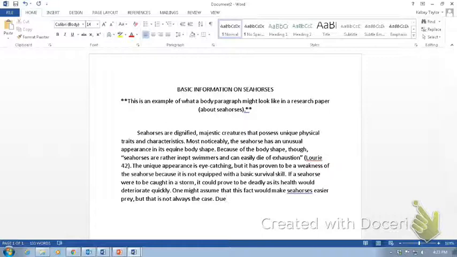That is not always the case, due to excellent camouflage and their unappetizing bony plates and spines.